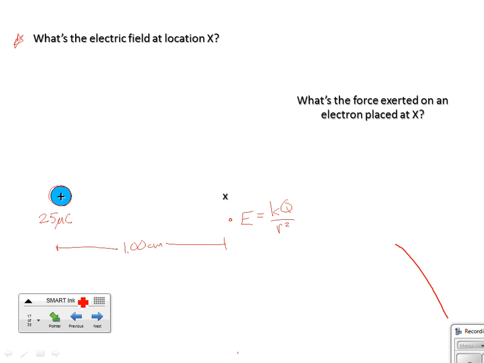So that's going to be 9 times 10 to the 9th. Well, I'll let you just plug in. Yeah, I'll write it out because I'm a good guy. 9 times 10 to the 9th newton meters squared per coulomb squared, times 2.5 times 10 to the negative 6th, divided by 1 times 10 to the negative 2nd meters. Don't forget to square.